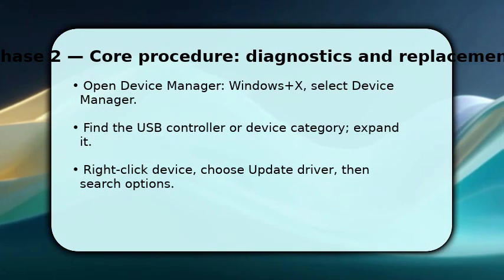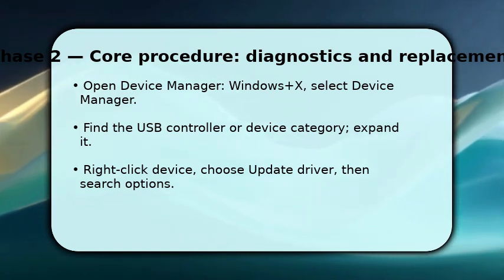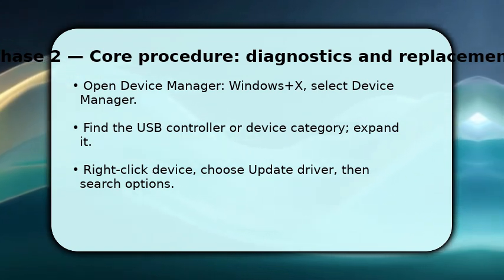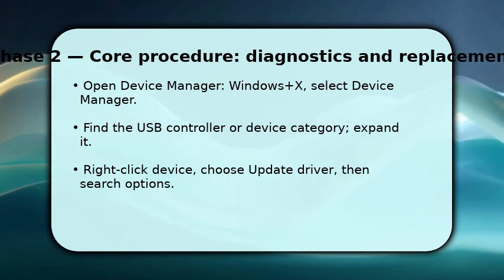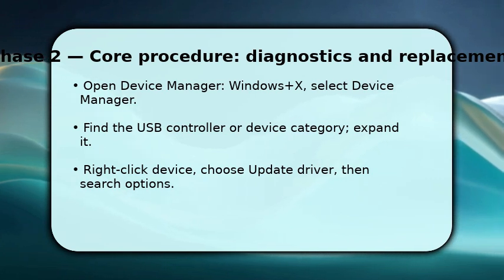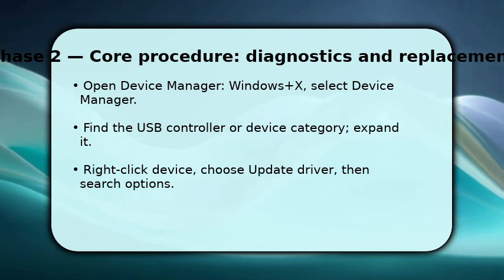Once the optional update is underway or absent, open Device Manager. Press Windows + X and pick Device Manager. Locate the USB controller or the specific device name and expand the section. You'll right-click the entry and choose Update Driver, then pick Search Automatically for drivers to let Windows query Microsoft's catalog.